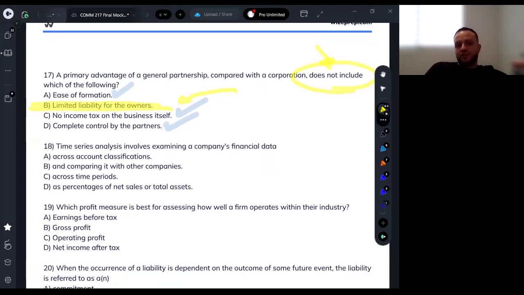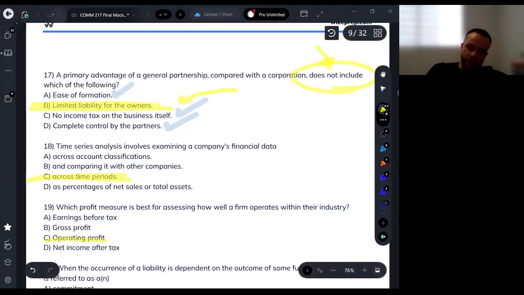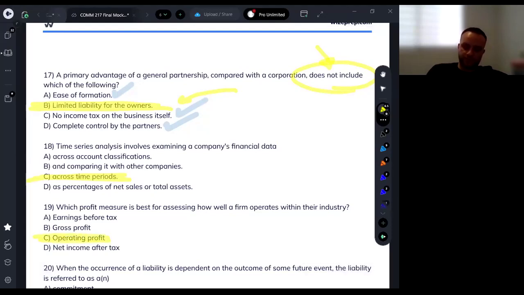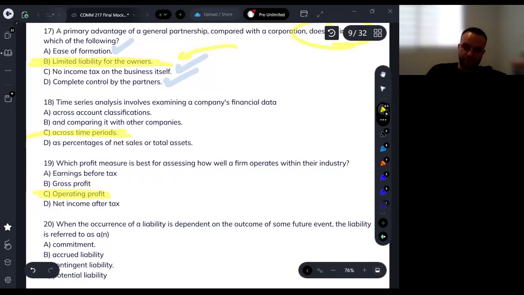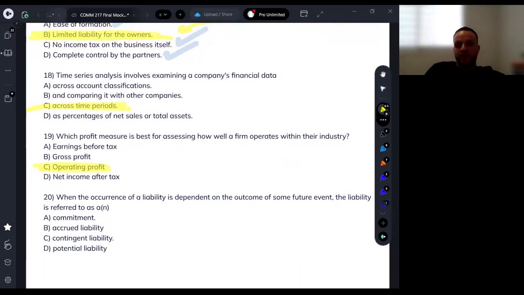Time series analysis involves examining a company's financial data across time. Right, that's what time series is. It's the same company across time. Which profit measure is best for assessing how well a firm operates within their industry? It would be the operating profit. And when the occurrence of a liability is dependent on the outcome of a future event, for example a lawsuit, the liability is referred to as a contingent liability.